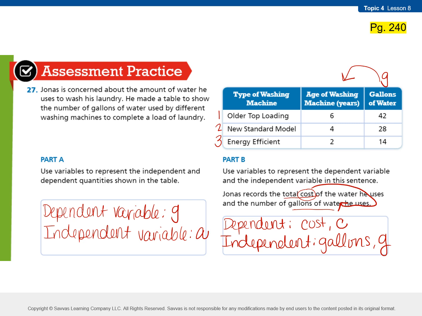That is the end of Topic 4, Lesson 8. Remember, today you went over independent and dependent variables. When you're done with this workbook, go ahead and close the workbook, pass it forward. Front row friends, go put it on the shelf.